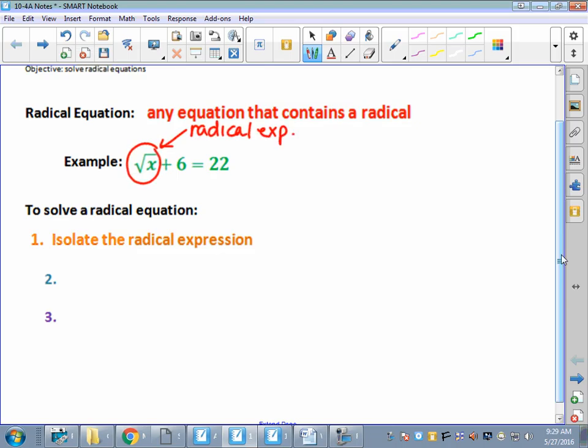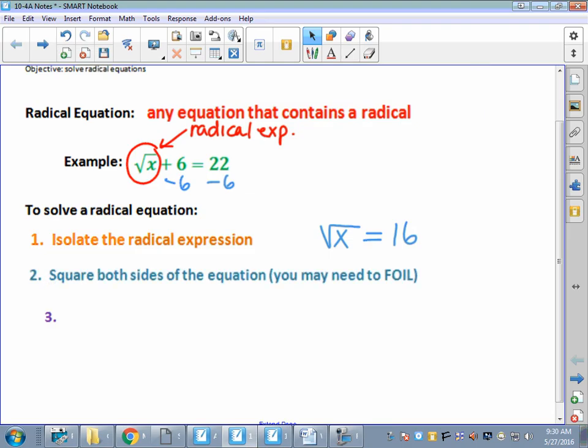If we wanted to get that by itself, we want to get rid of the plus 6, right? What do we do to get rid of the plus 6? Subtract 6 from both sides. So we have the square root of x equals whatever 22 minus 6 is, which I think is going to be 16. You might take more than one step. You might need to subtract then divide. You might need to do something like that, but it's always going to be to get that square root radical all by itself. Once you do that, you're going to square both sides of the equation.